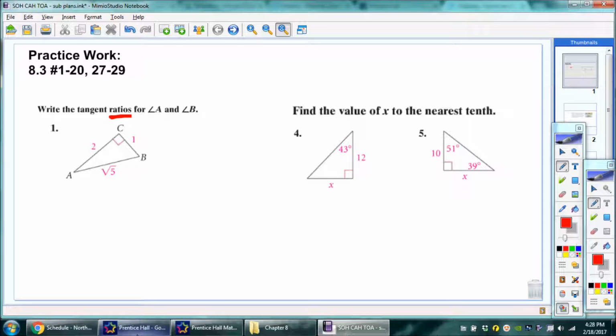So anytime that you're using trig functions, I'd highly recommend always writing SOHCAHTOA at the top. So you know sine is opposite over hypotenuse, cosine is adjacent over hypotenuse, and tangent is opposite over adjacent. SOHCAHTOA. So in this case, it says tangent ratio, so we're going to use the tangent.